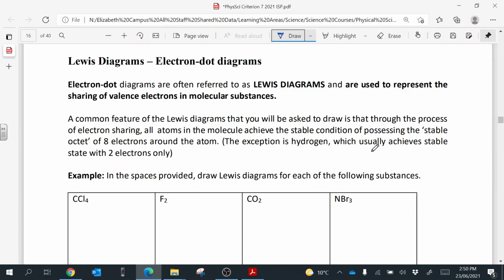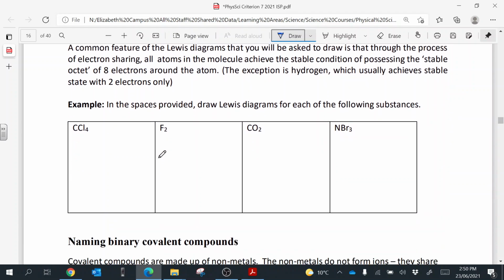This time we're looking at Lewis diagrams or electron dot diagrams. Electron dot diagrams are often referred to as Lewis diagrams and are used to represent the sharing of electrons in molecular substances. A common feature of the Lewis diagram that you'll be asked to draw is that through the process of electron sharing, all atoms in the molecule achieve the stable condition of possessing the stable octet of 8 electrons around the atom. The exception is hydrogen, which usually achieves a stable state with 2 electrons only.